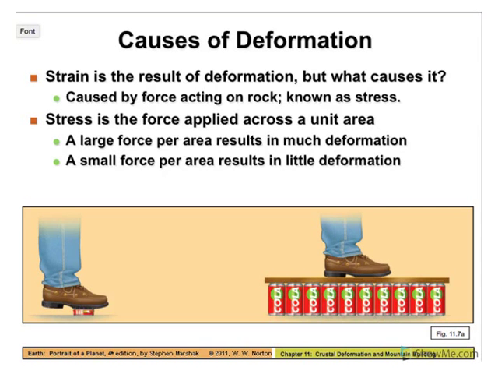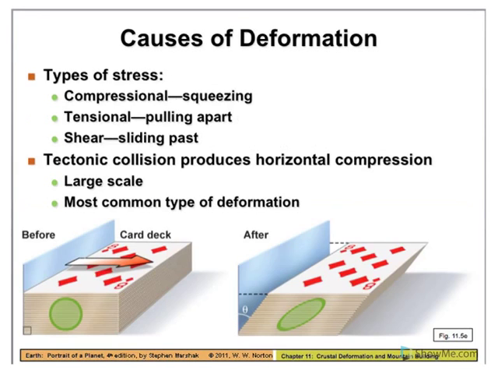So as we talked about, strain is the result of the deformation. But what actually causes the strain? Well, that's going to be stress, right? The amount of force that's going to be applied to the rock is going to physically cause the rock to change. So this should go without saying, a large amount of force results in a lot of deformation. A little amount of force, right, is going to result in a little amount of deformation.